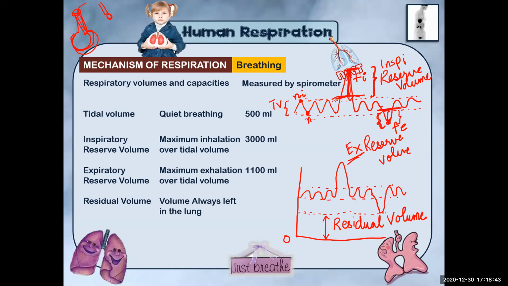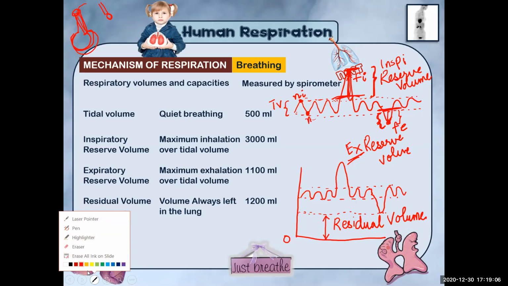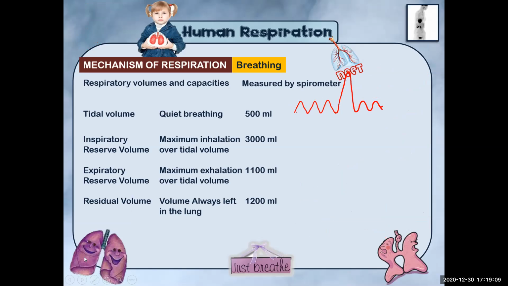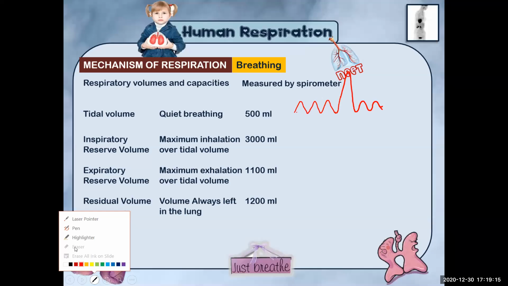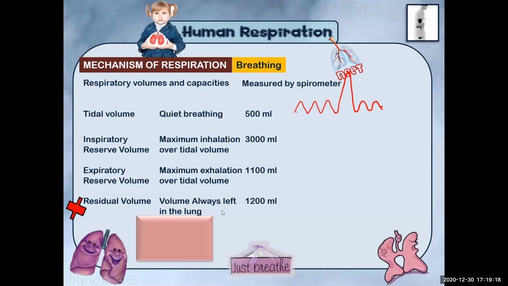Residual volume is the volume which is always left in the lungs, and this is called residual volume, which is more than expiratory reserve volume. It's around 1200. Now tell me, out of these volumes, which volume cannot be measured by a spirometer? This is a NEET question. Which of these volumes cannot be measured by a spirometer?